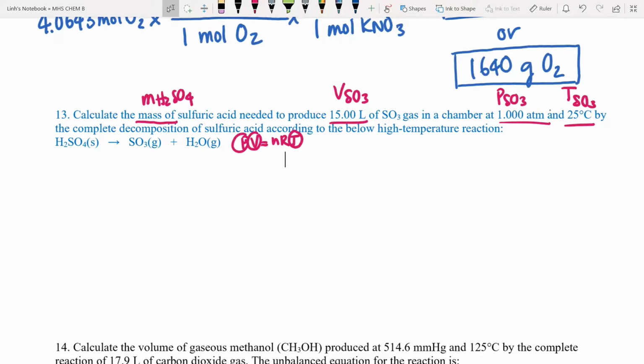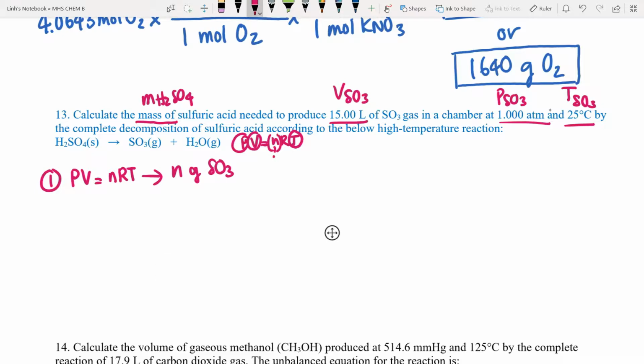So when they give you this abundance of information and they all belong within one equation like this, it's basically a hint that you should probably use that equation right away and then figure out the only missing variable in our equation. In this case, it's n. And n in this problem in particular is n of SO3. So I'm going to first do PV = nRT to solve for n of SO3.